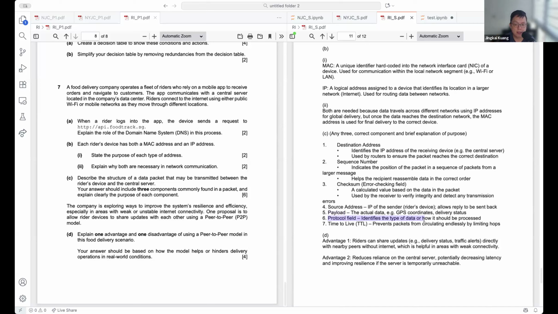Okay, this one here identifies the type of data and how it should be processed. If you send data, you need to also tell the receiving server that, oh, this is HTTP. Oh, this is a text message. There's an SMS protocol as well, etc. This is email, so I need to use the IMAP or the SMTP protocol, right? So you need to tell your receiving server how to deal with this. Okay, so that's what it means.